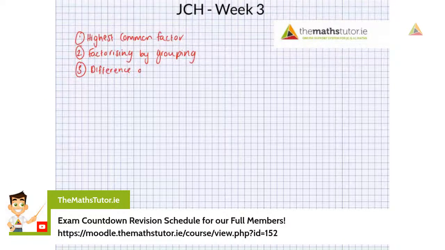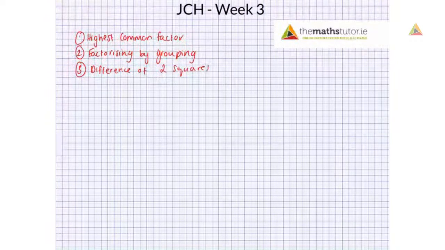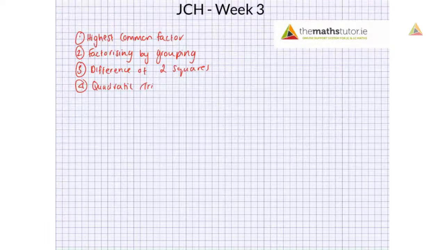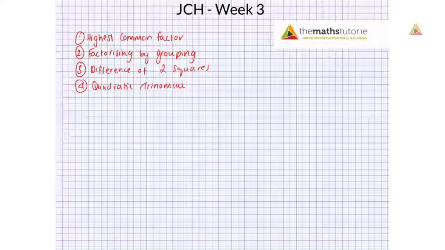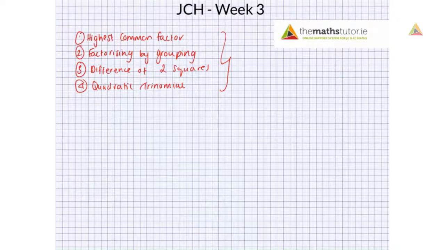So the difference of two squares. And then finally, we have quadratic trinomials. So they're kind of the 4 different groups we have when we're talking about factorising. And as I said, it's really important that you're able to pick out which one it is when you're given a question on an exam paper. So we'll start with the highest common factor.